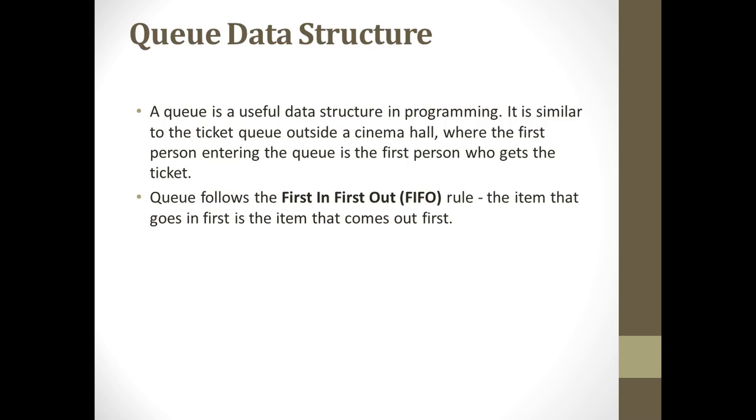So let's start. What is a queue? A queue is a useful data structure in programming. It is similar to the ticket queue outside a cinema hall, where the first person entering the queue is the first person who gets the ticket. So a queue follows the first in first out, or FIFO, rule for short. The item that goes in first is the item that comes out first. We must memorize this rule in doing our queue.